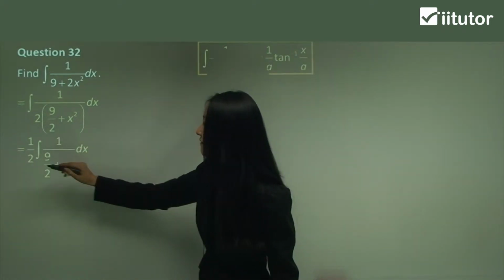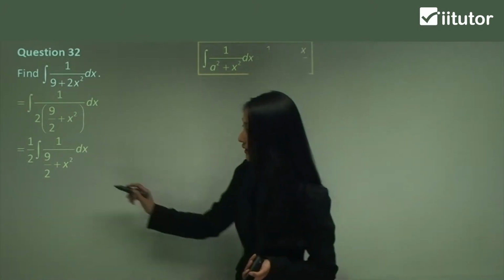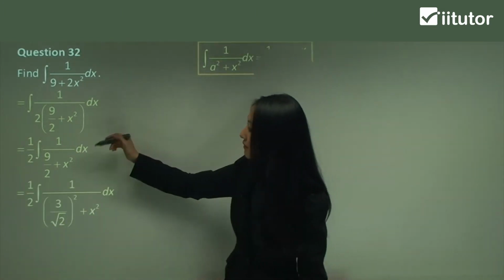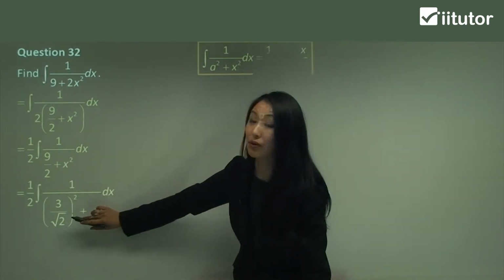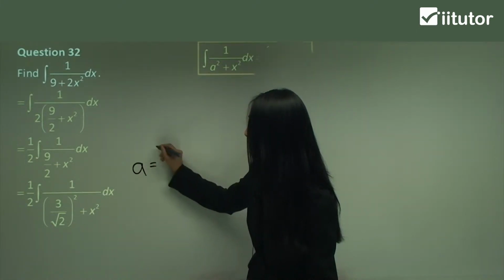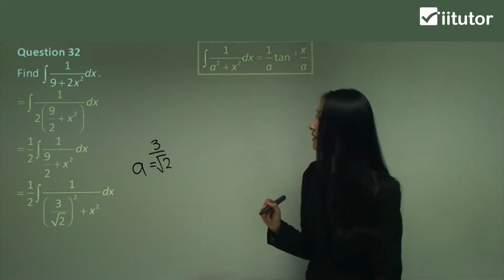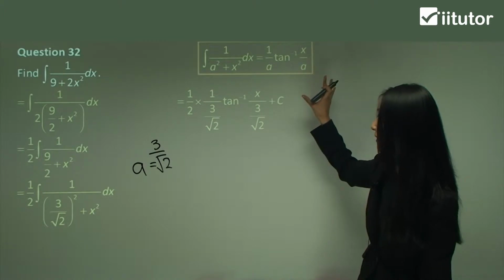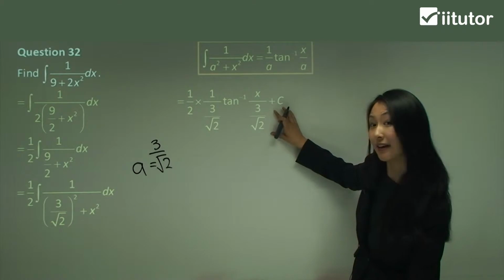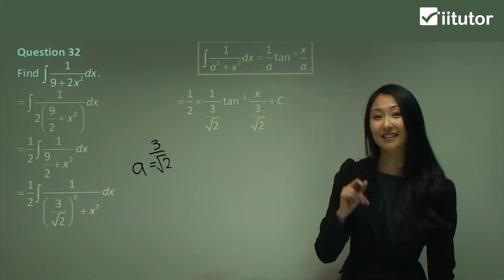So take the half out, and now I need to find a. So a in this case is essentially going to be the square root of this, isn't it? So that means square root of 9 is 3, square root of 2 is square root 2. So a equals 3 on square root 2. All right? So applying this formula, have 1 on a, and then have inverse tangent of x on a here, yeah? And don't forget you're multiplied by your half at the front.